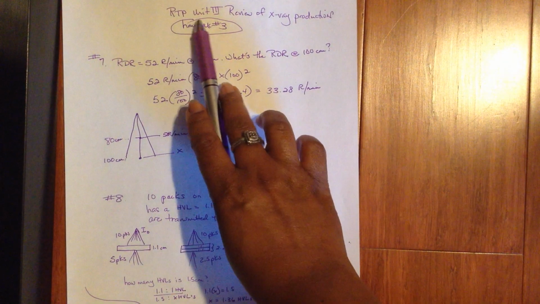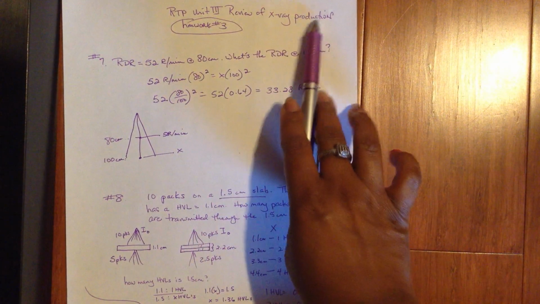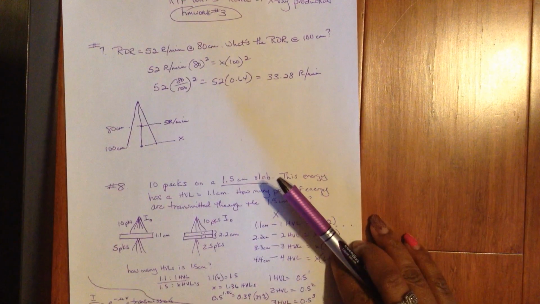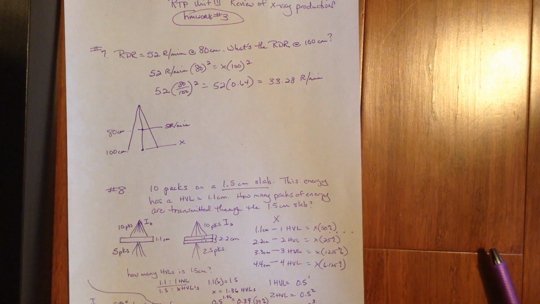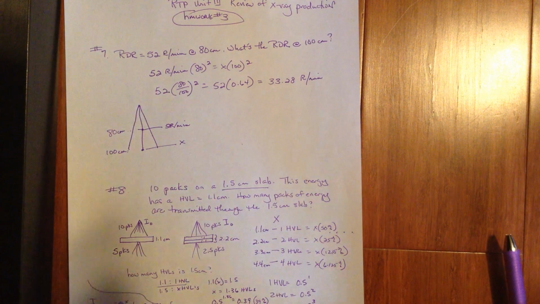On the top of it, it said Unit 3, Review of X-ray Production. I want to go over a couple of questions from homework number 3. The ones I want to review are the ones that seem to be the most challenging for the majority of the class. Then I want to go over homework number 3A. But first, homework number 3.